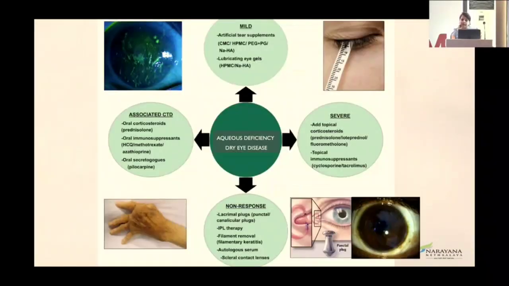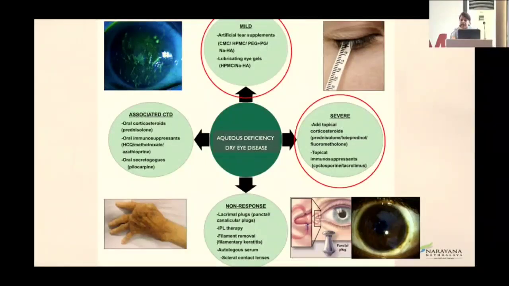To conclude, in any case of aqueous deficiency dry eye disease, always start with tear supplements, and to that you can add your gels and ointments that stay in the eye for a longer time. In severe cases, which most cases are, add your topical corticosteroids. I might start with prednisolone acetate, then reduce to loteprednol, and then finally stop. Do add cyclosporin and tacrolimus.